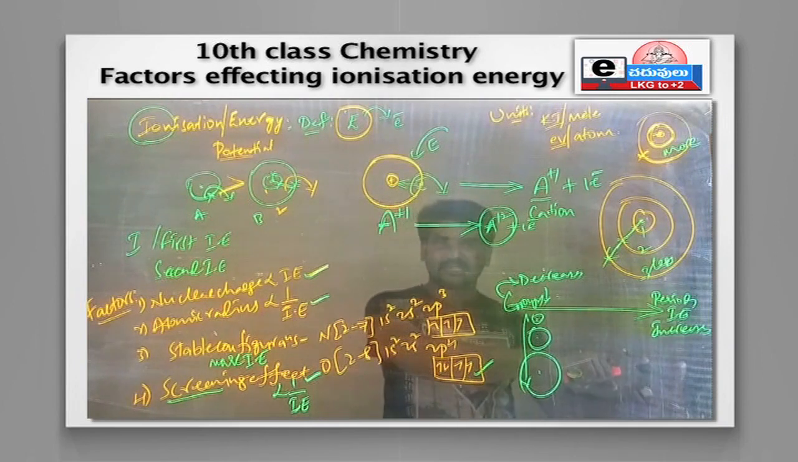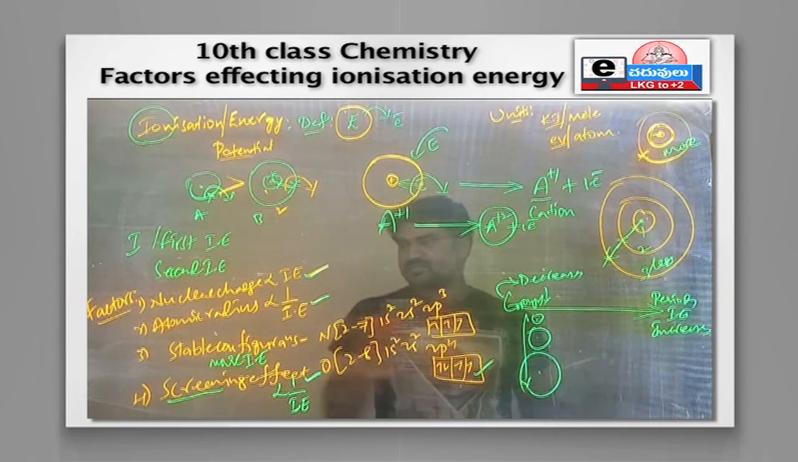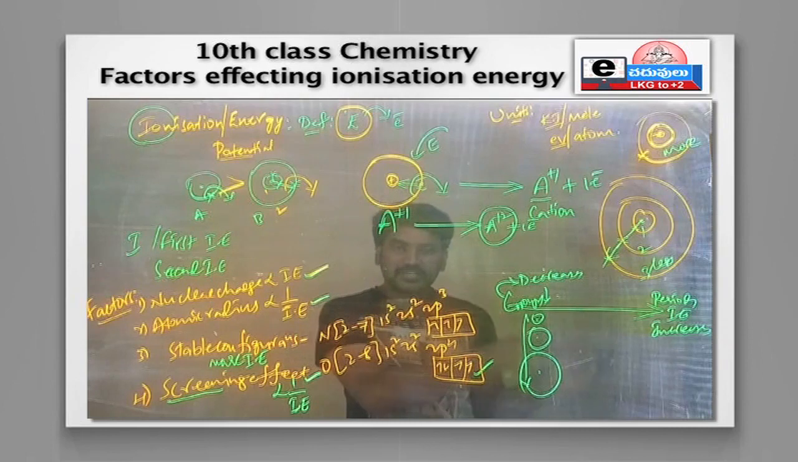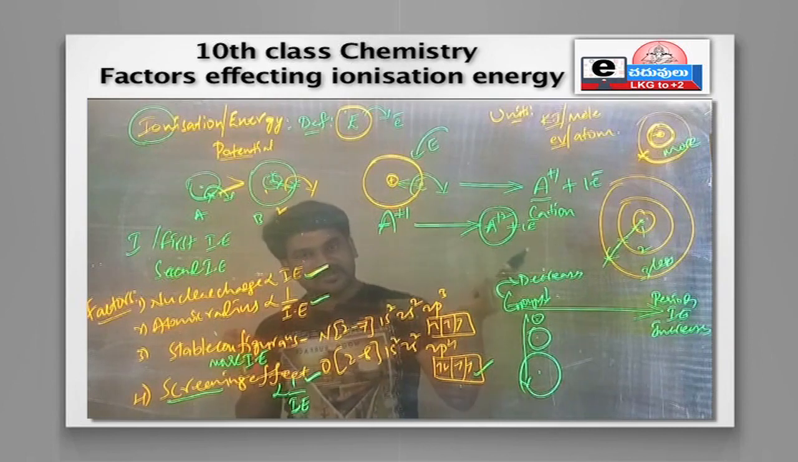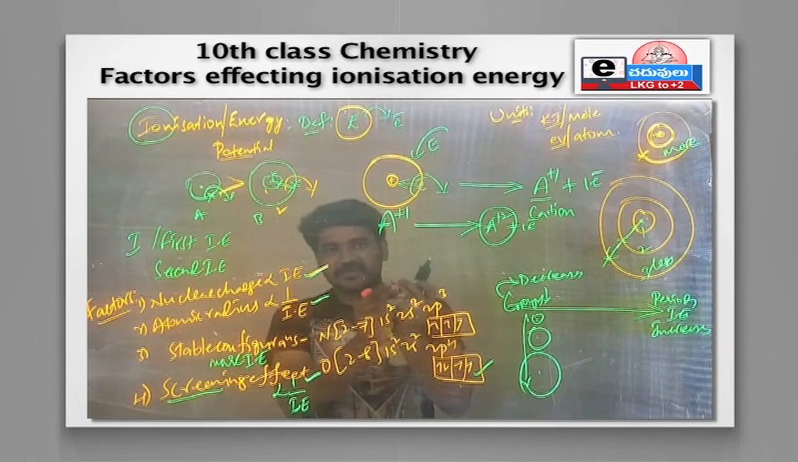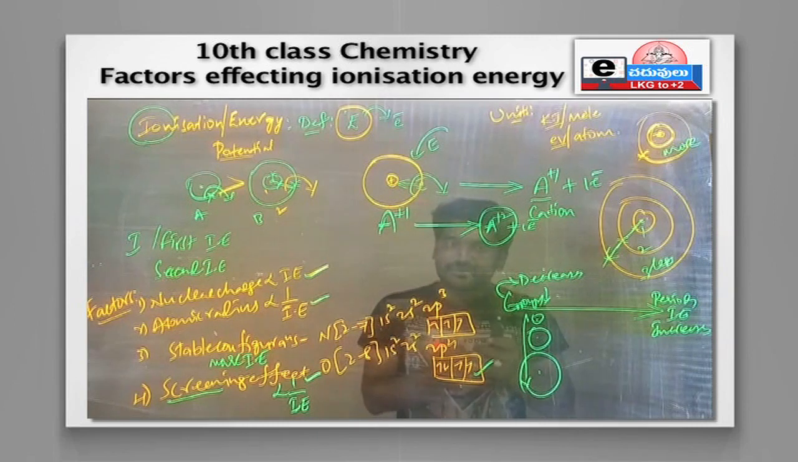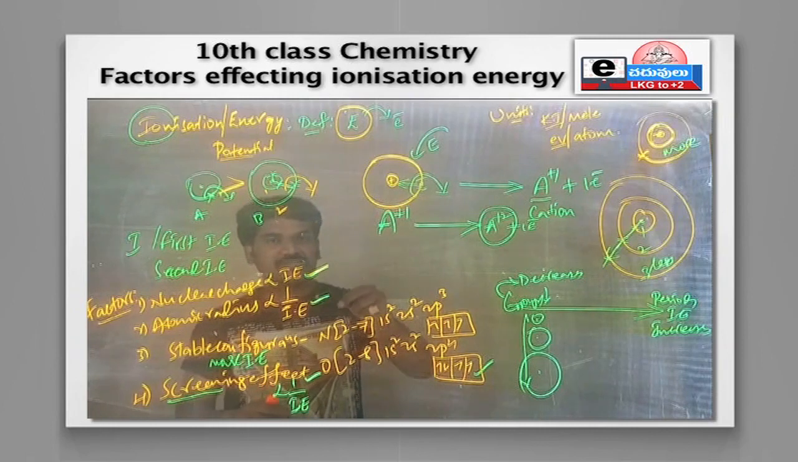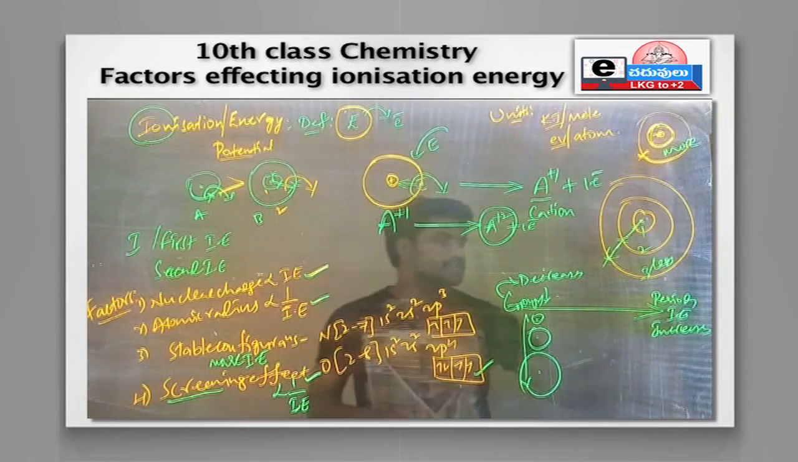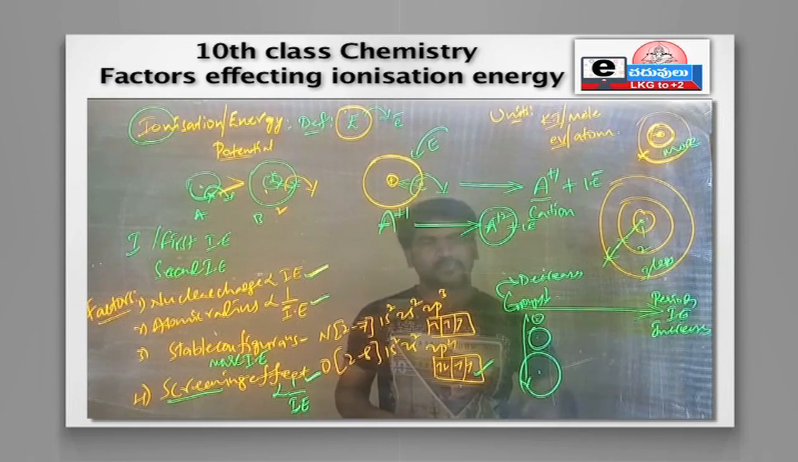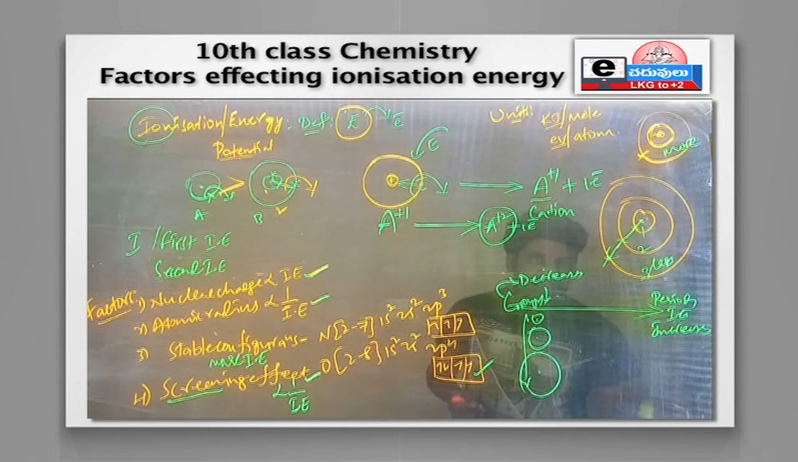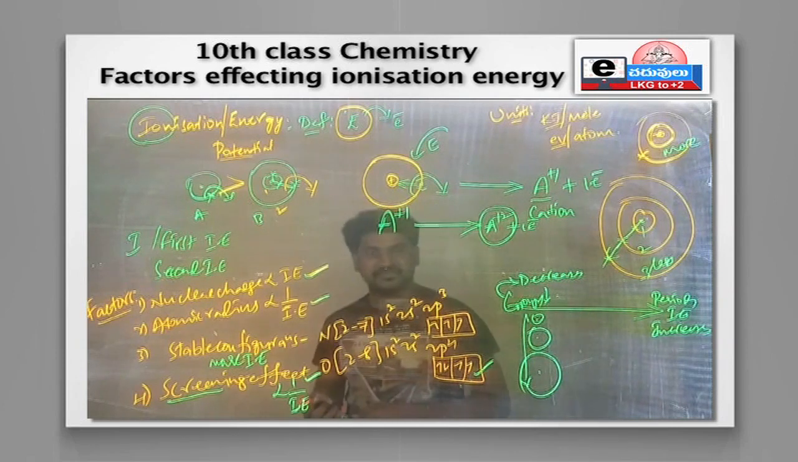Same thing in the periods also. Atomic radius decreases, ionization energy increases. Atomic radius decreases means nuclear charge increases. Why? Because the size of the atom decreases, the distance is less. So nuclear charge increases, which means ionization energy will be more. So in periods, ionization energy will be more. That is ionization energy, the factors affecting it, and its trends.